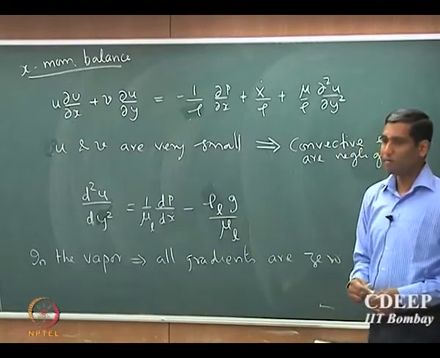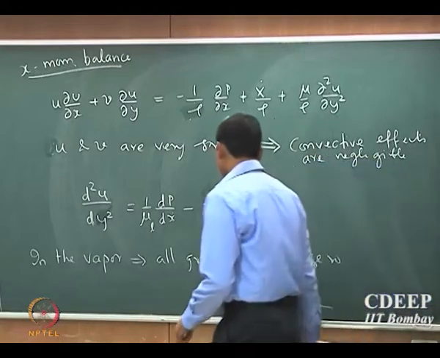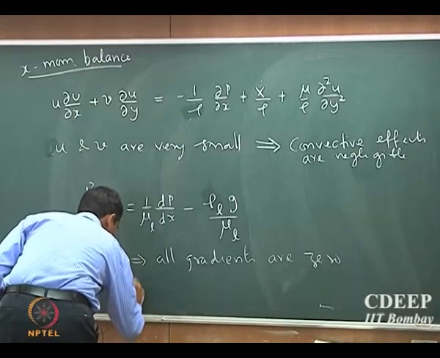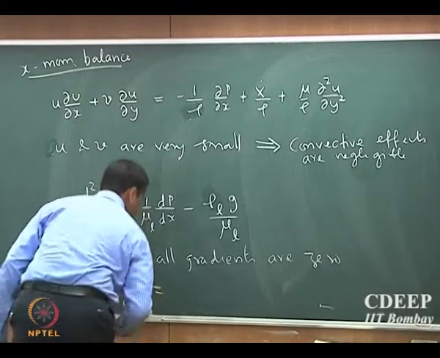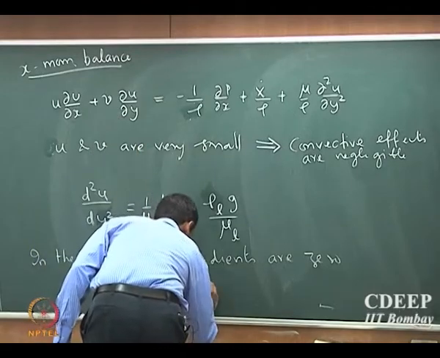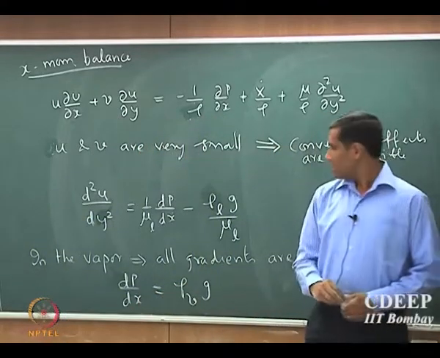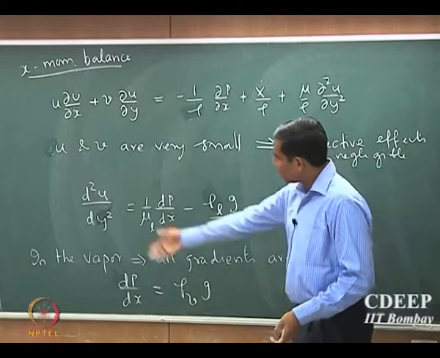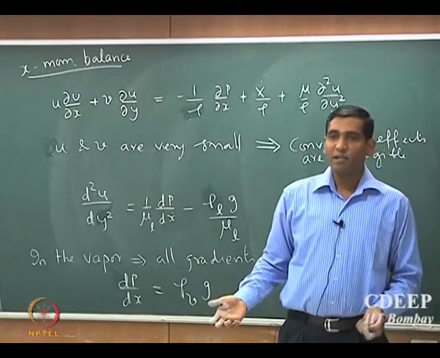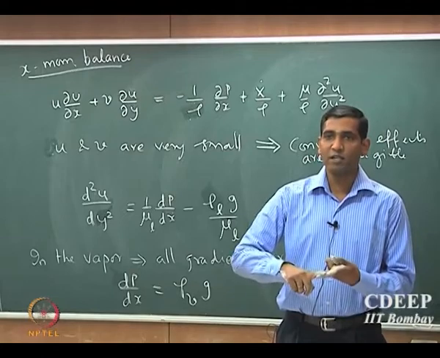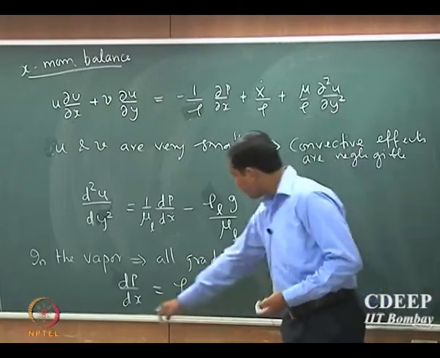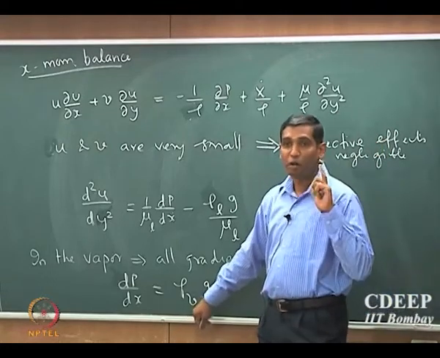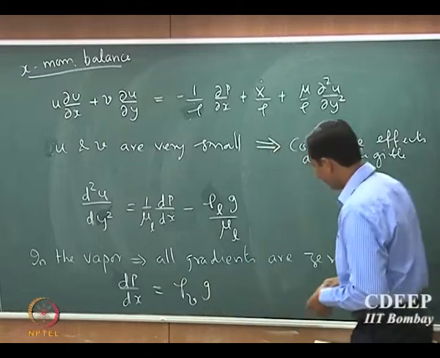All gradients are 0. So therefore, outside the boundary layer, the momentum balance will be dp by dx equal to rho vapor into gravity. This is the same thing we did with natural convection before. We just write the momentum boundary layer equations outside the boundary layer. Velocity is 0, all the gradients are 0, and therefore the pressure gradient is simply given by rho vapor. Remember, it's the density of vapor, not the liquid. Density of vapor multiplied by gravity.